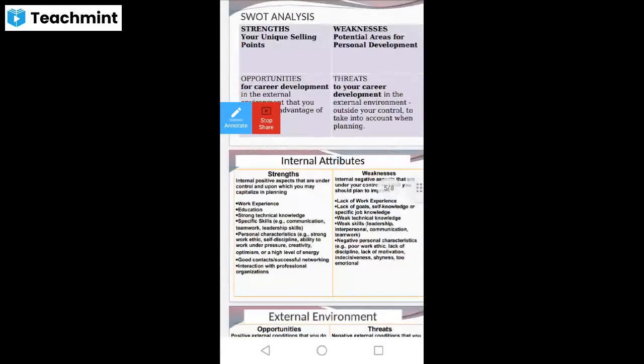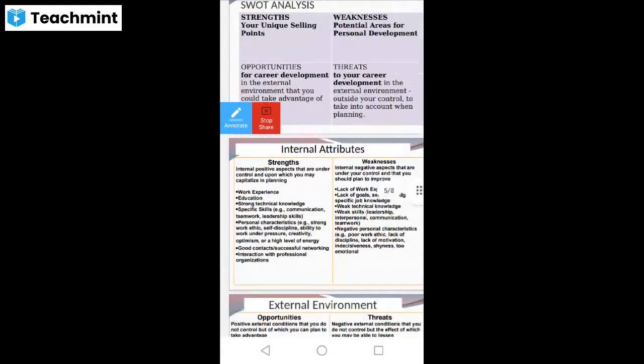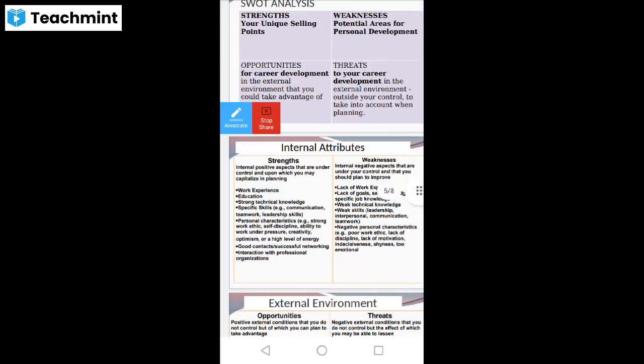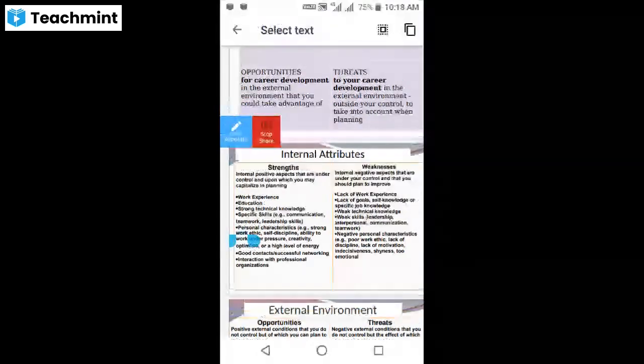Then we'll look into internal attributes. What are the strengths? Internal positive aspects that are under control and upon which you may capitalize in planning. What kind of strengths? Suppose you analyze yourself, what are the strengths? Here some are given, look at it. Work experience. Some people may have good work experience. That becomes their strength, their asset also.